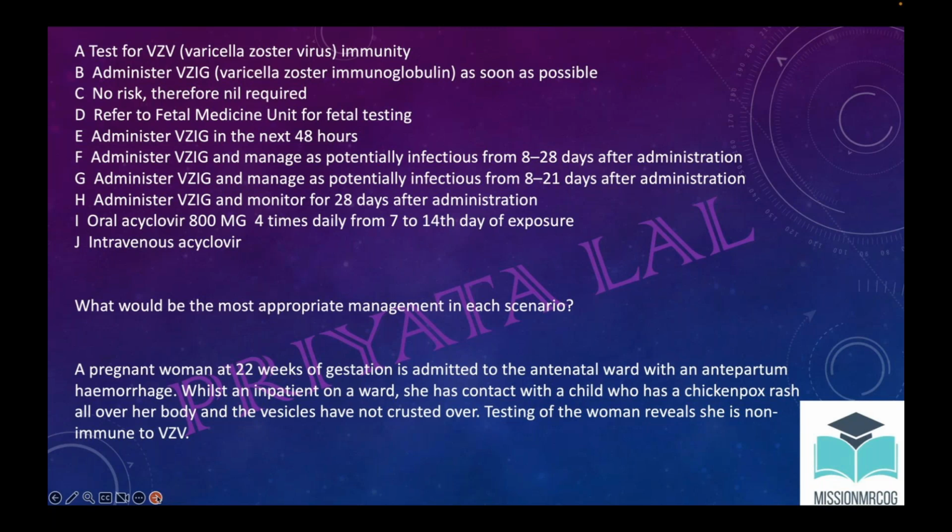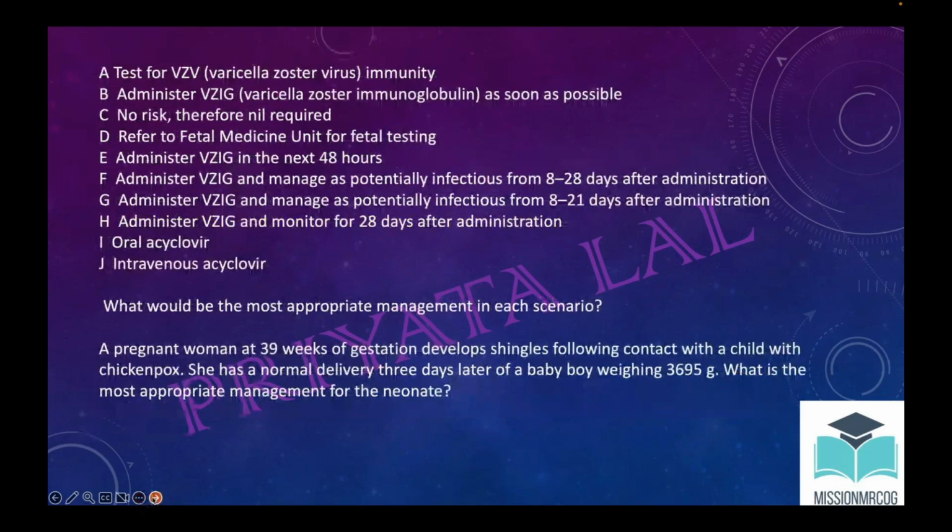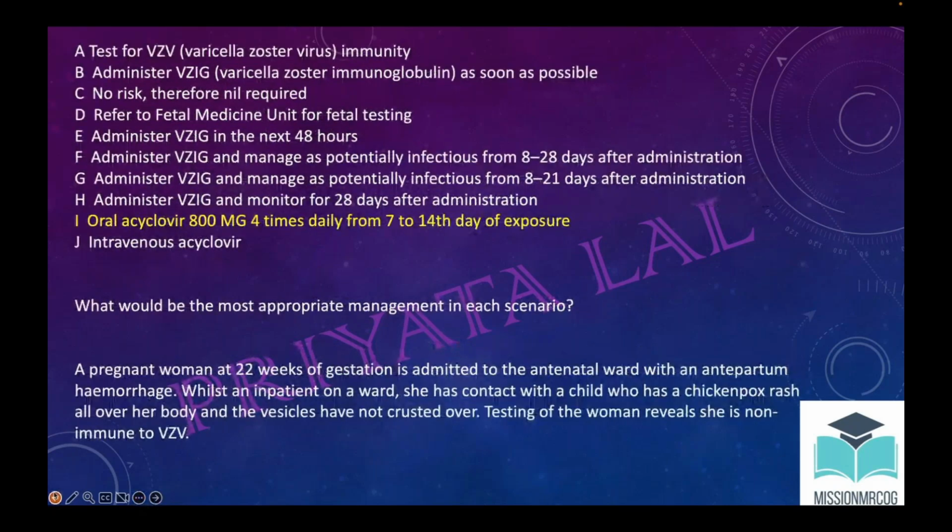Acyclovir four times daily, 7 to 14 days after exposure. Though this question is from the old book, I have changed the option according to the new guideline. Madam, can we give this patient varicella zoster immunoglobulin as well? It can be given, but it is the second choice according to the new guideline, if she doesn't want acyclovir. Immunoglobulins can be given after the rash.